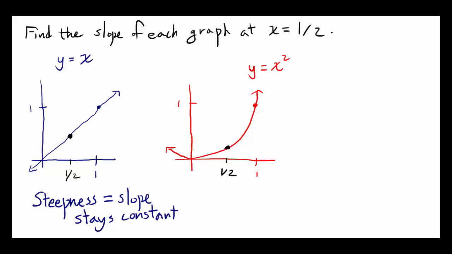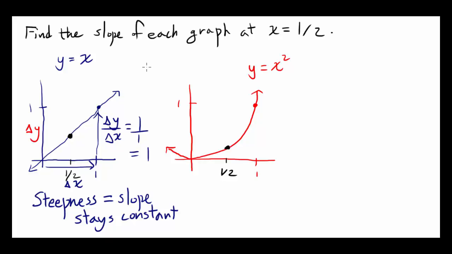Well, we define slope as the change in y over change in x. And in this case, change in y is 1, and change in x is also 1. So we can think of slope as being 1. And since the slope stays constant, it's always tipped to the same degree. The slope at x equals 1 is going to be 1.